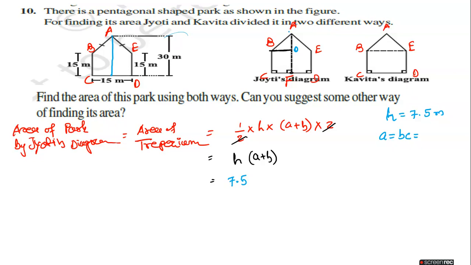Then a is equal to BC is equal to 15 meter and b is equal to AF is actually 30 meter. So these values we should substitute here. So a plus b: a is equal to 15 plus b is equal to 30, so 45. Okay, so 7.5 into 45. This multiplication you should complete. Tell me what is the answer?